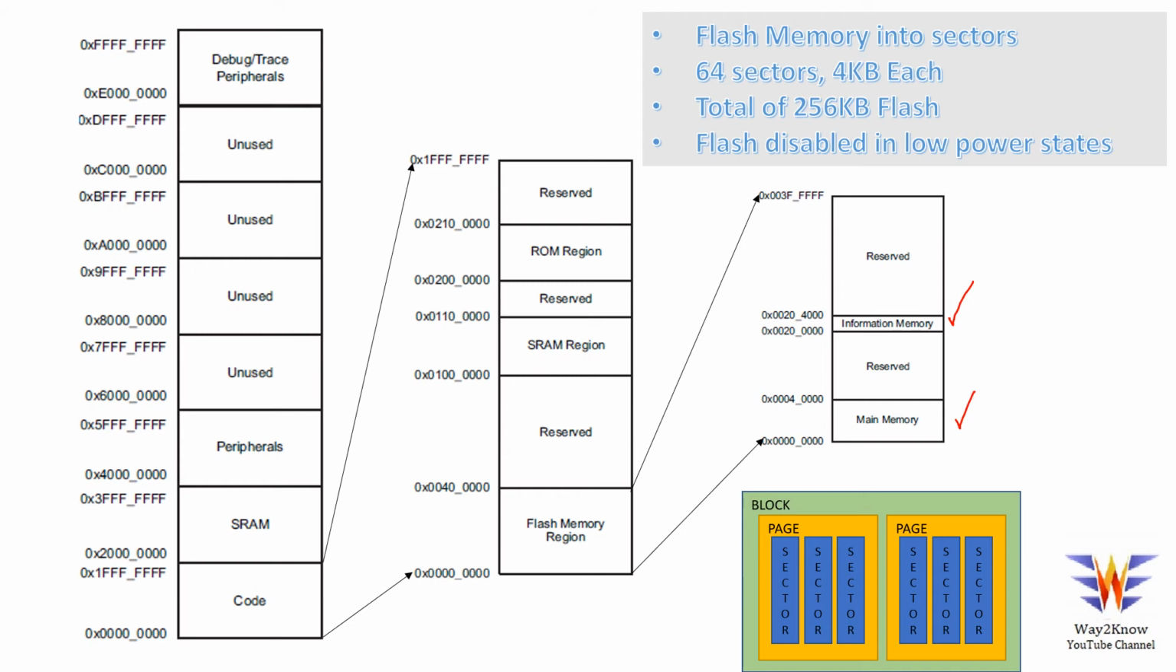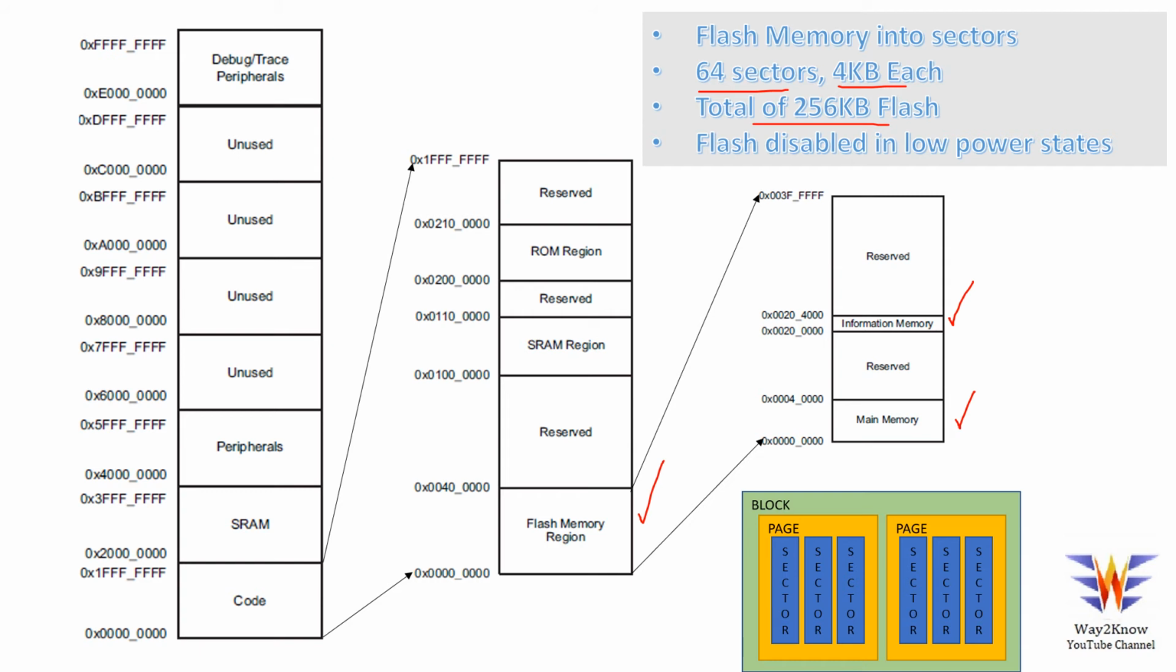Now as we mentioned, this flash memory is divided into sectors. Each sector is around 4 KB, and there are around 64 sectors total, comprising 256 KB of flash. That means there is 256 KB of flash, where the flash is divided into sectors.